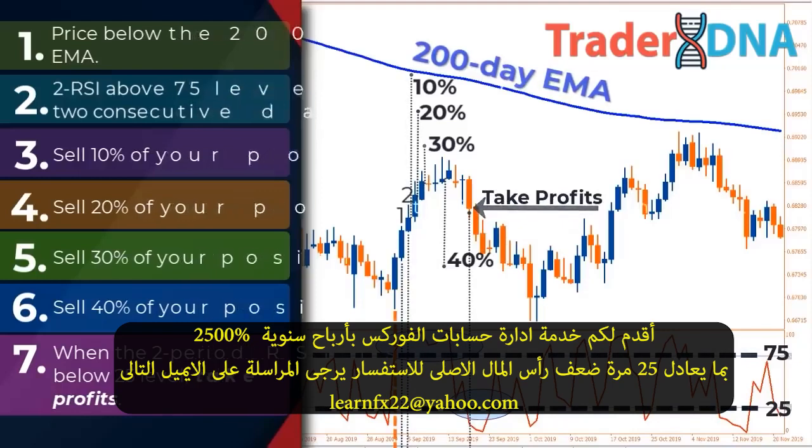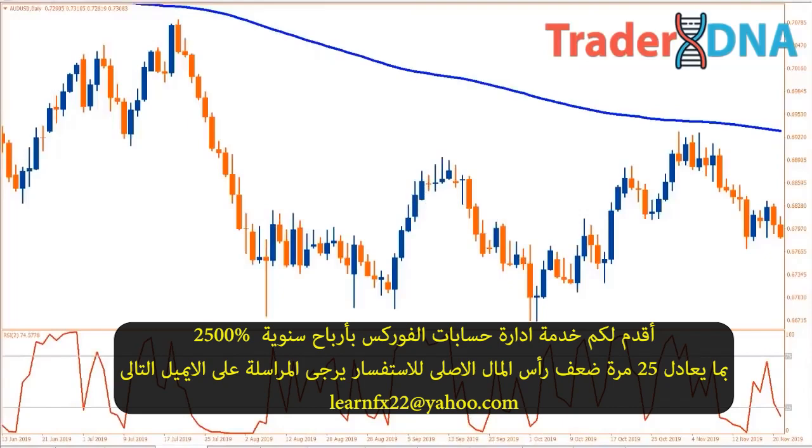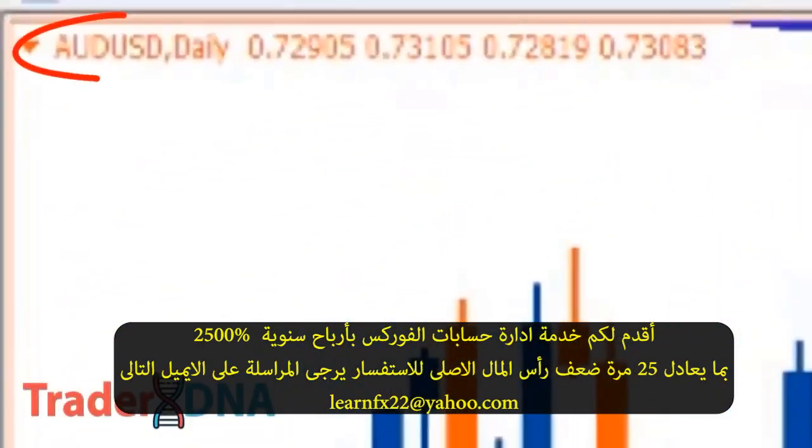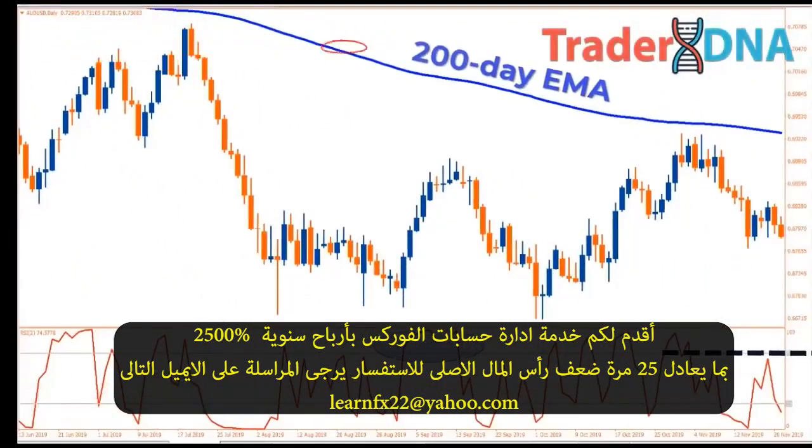Once again, how the short RSI moving average martingale trade process works. First, Australian dollars United States dollar daily chart is below 200-day exponential moving average and 2-period RSI closes for the first day above 75 level. Second, RSI closes above 75 level for the second day in a row. So, we sell 10% at the close.